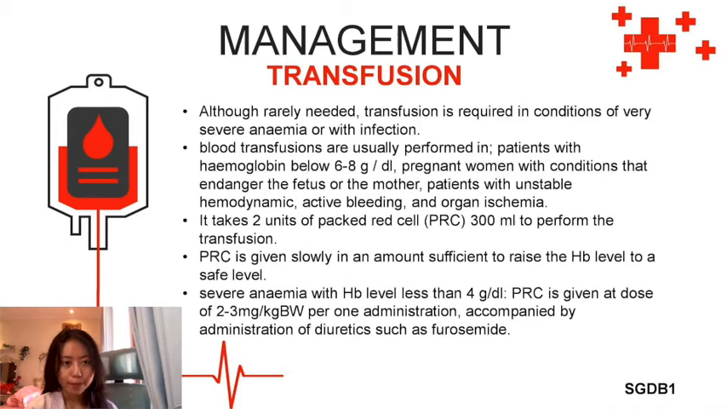To perform the transfusion, we need 2 units of packed red cells, or PRC, 300 ml. PRC shouldn't be given immediately because it can be dangerous, causing hypervolemia and heart dilatation. So we give PRC slowly and in an amount sufficient to raise the hemoglobin level to a safe level while waiting for a response to iron therapy. For patients with severe anemia with a hemoglobin level of less than 4 grams per deciliter, PRC is given at a dose of 2 to 3 ml per kilogram body weight per administration, accompanied by administration of diuretics such as furosemide.